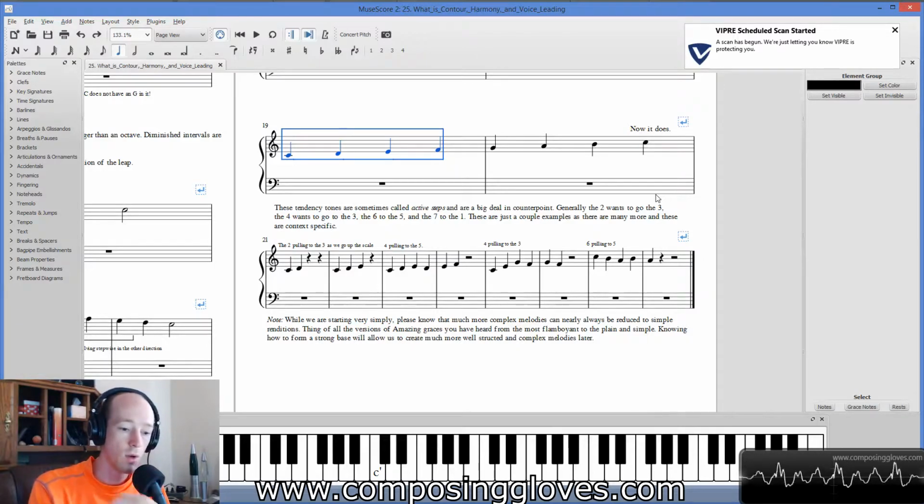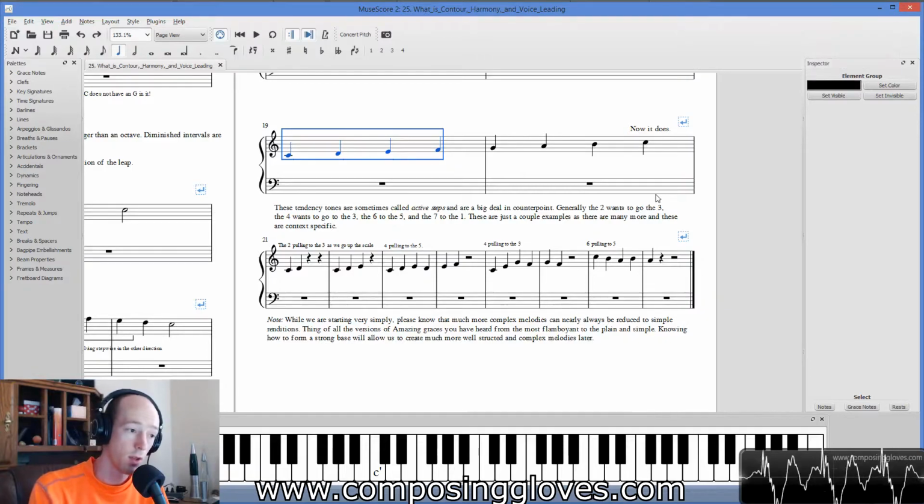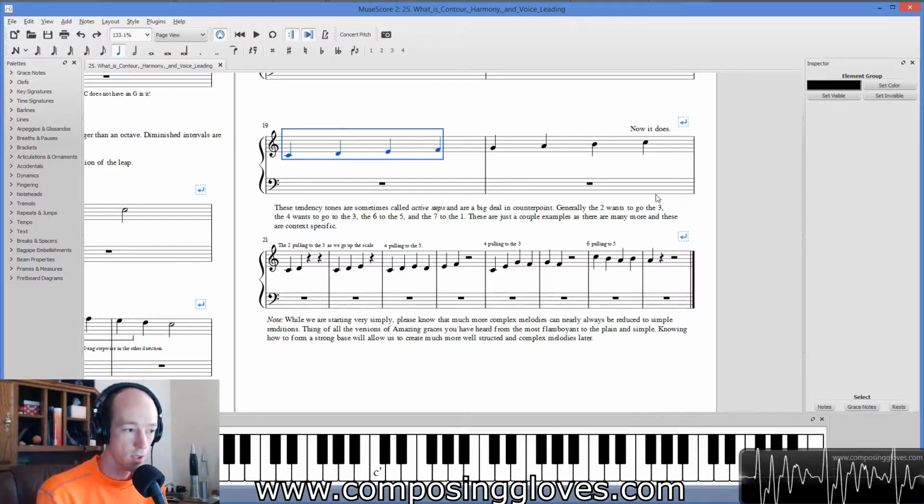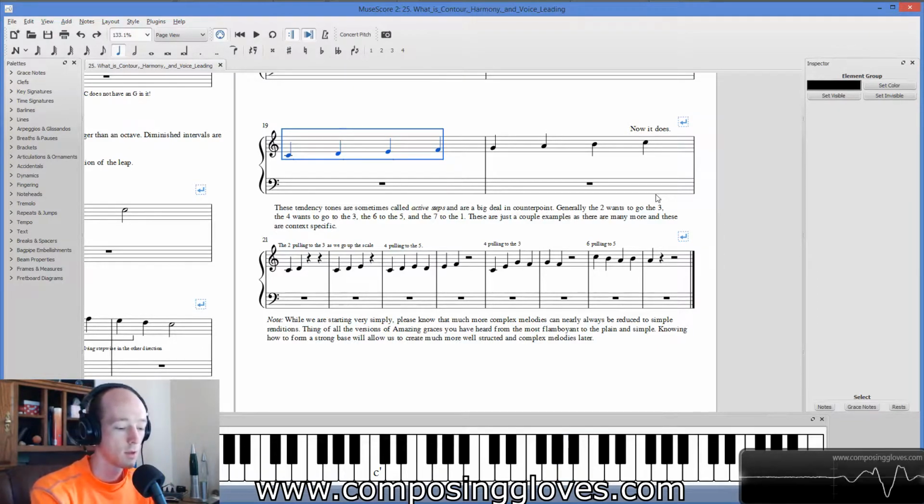So we've got 2 and 4. They both want to go to the 3. The 6 wants to go to the 5. The 4 can sometimes pull up to the 5, but generally the 6, especially descending, will go to the 5. The 7 will go to the 1. So 7 pulls to 1. We've already talked about that. But if we're on 6, so let me play a scale. We can go back to the 5. But if we are going back down, let's say.